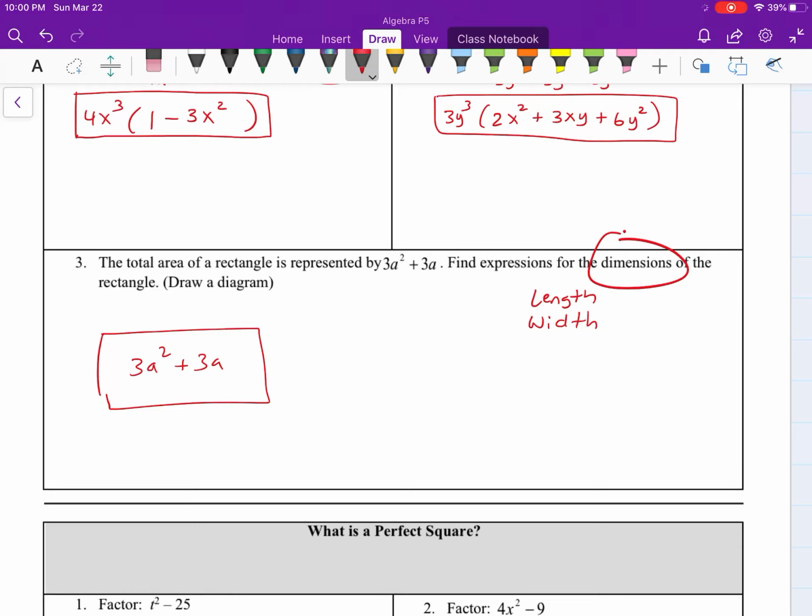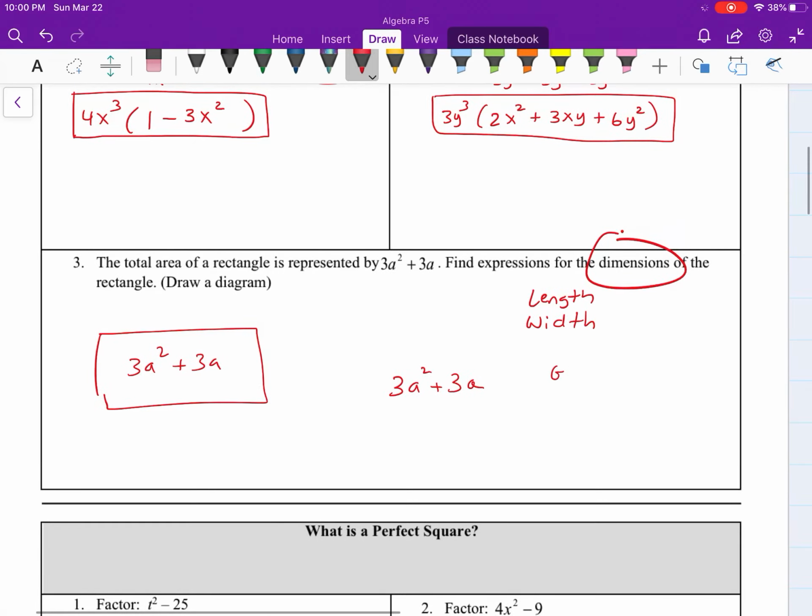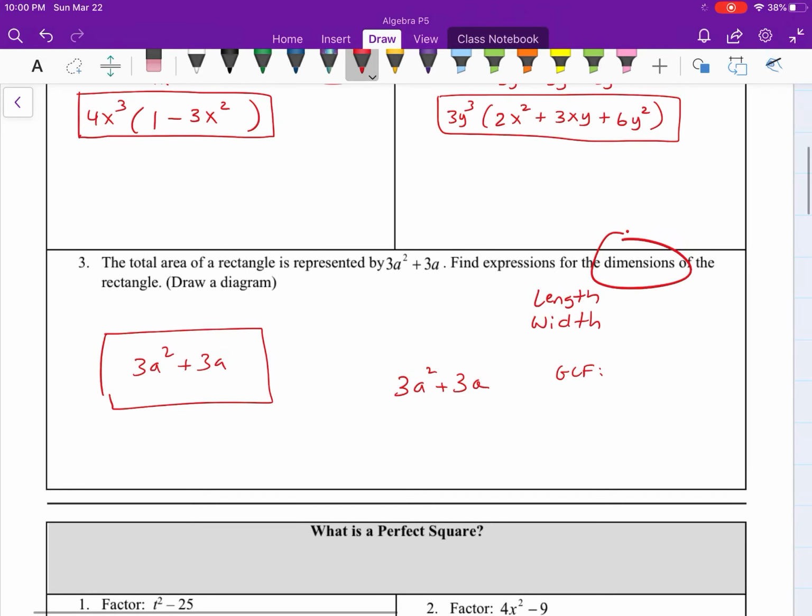When you factor, you're breaking a polynomial up into two pieces. So 3a squared plus 3a, they have something in common. And you can factor this using the GCF. They both have a 3 in common and also just one a in common. So if I divide both sides by 3a, 3 divided by 3 is 1. A squared divided by a is a plus 1. And put 3a in front.